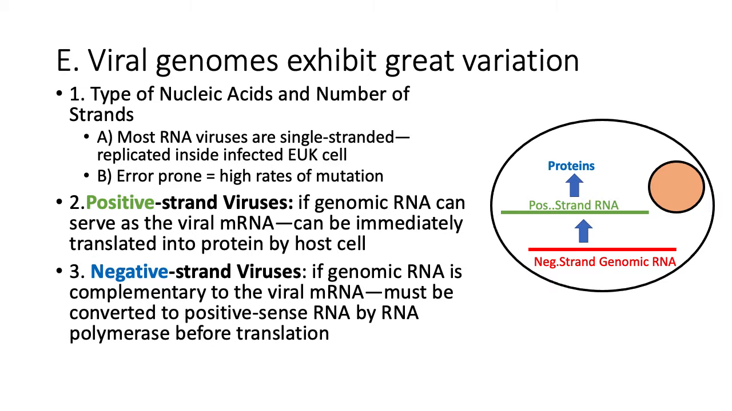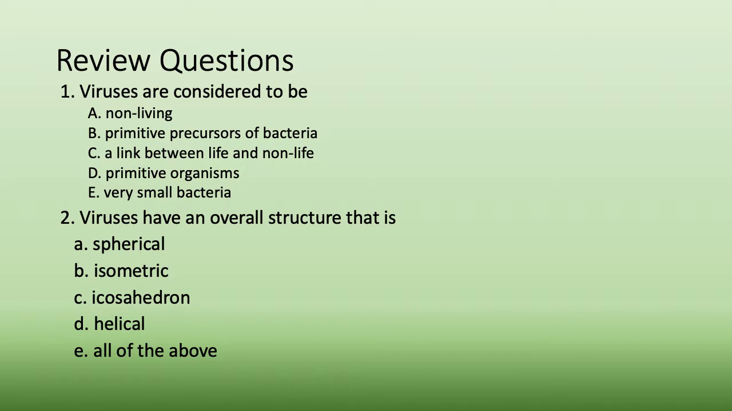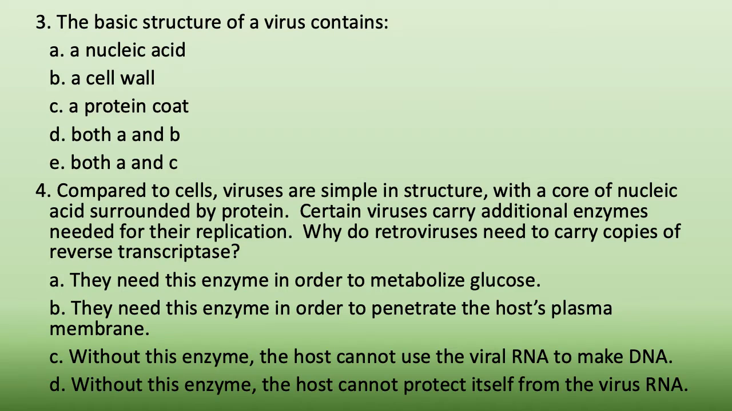Okay, so review questions. One, viruses are considered to be A, non-living. Two, viruses have an overall structure that is? All of the above. They can be icosahedral, isometric, spherical, helical, yeah, all of them. Three, the basic structure of a virus contains? Both A, which is nucleic acid, and C, a protein coat.